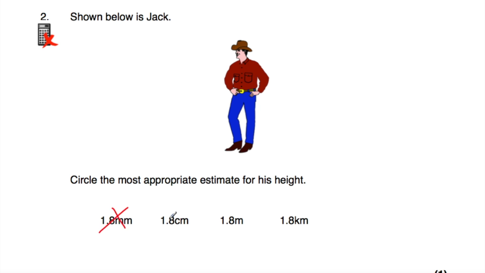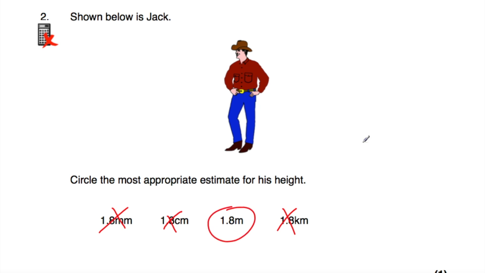1.8 centimetres. Again, think back to your ruler. 1 centimetre, 2 centimetres. So below 2 centimetres. No, that's not appropriate for his height. 1.8 metres. Think of the metre stick in a classroom. So 1.8 of those, 1 and then nearly a second one. I think that's quite a good estimate for his height. And then finally 1.8 kilometres. If you think of a mile being 1.6 kilometres, that's bigger than a mile. So no, that's not going to be his height. So the most appropriate estimate for his height would be 1.8 metres.